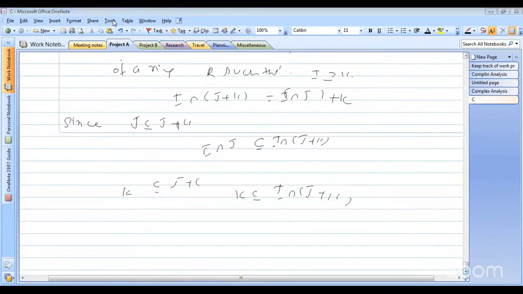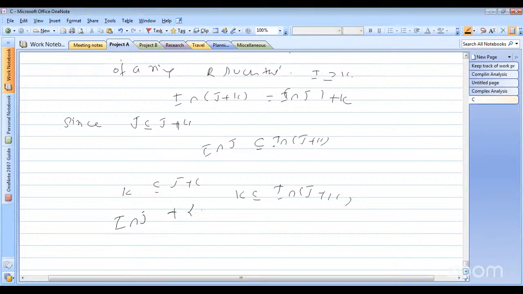Intersection of K, intersection of I, intersection of J plus K. So combining the above, we get I intersection J plus K. So we prove that I intersection J plus K is a subset of I intersection J plus K.